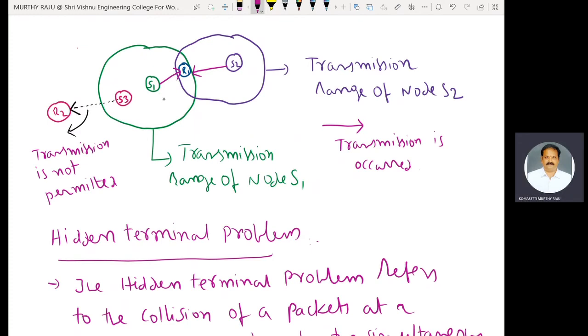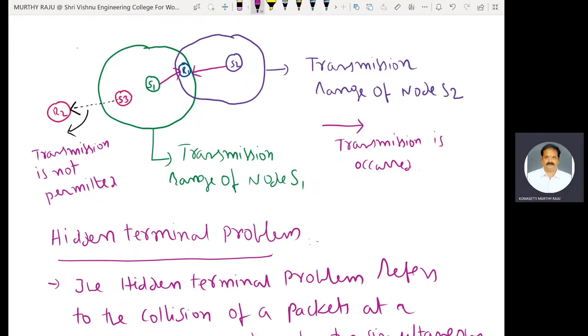Even though ongoing transmission takes place between S1 and R1, another transmission could occur from S3 to R2. There is no collision, but S3 thinks some ongoing transmission takes place between some nodes. That is the reason S3 does not send any information to R2. Therefore, transmission is not permitted. That is called the exposed terminal problem.